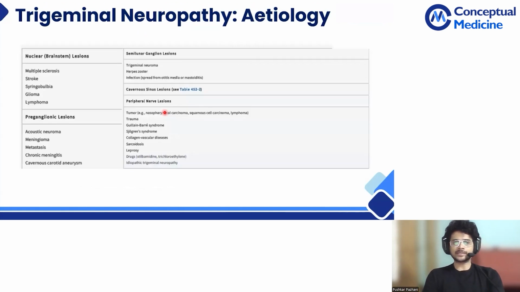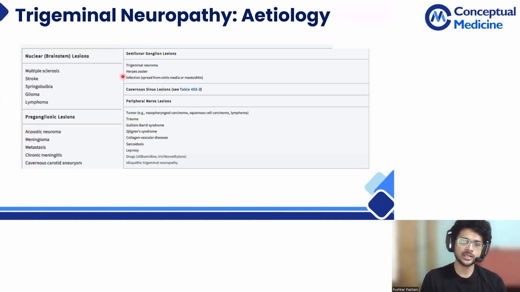All right, now let's come to the various etiologies of a trigeminal neuropathy. So as I mentioned, the trigeminal neuropathy can be both intraaxial and extraaxial. So intraaxial, it can be because of brainstem lesions like a demyelination, a stroke, syringobulbia, or intraaxial tumors like a glioma or lymphoma. Next, it can be because of preganglionic lesions, that is before the semilunar ganglion or the Gasserian ganglion. So lesions of the CP angle like acoustic neuroma, a meningioma, skull-based metastasis, chronic meningitis, or a carotid aneurysm, cavernous carotid aneurysm.